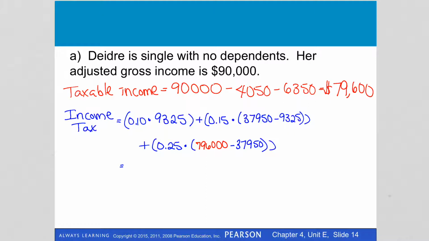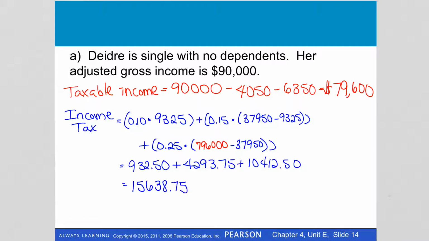So we get $932.50 plus $42.93.75 plus $10,412.50. $15,638.75. And by the way, they always round up. So $15,639 is what she owes in taxes this year. We're going to look at 2 more situations of the same thing.